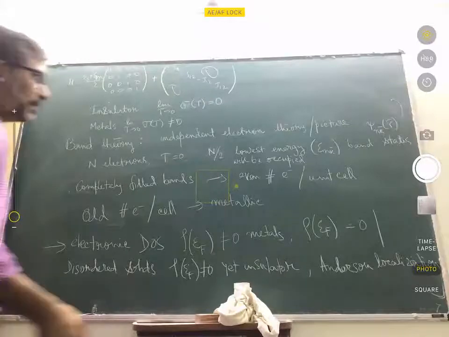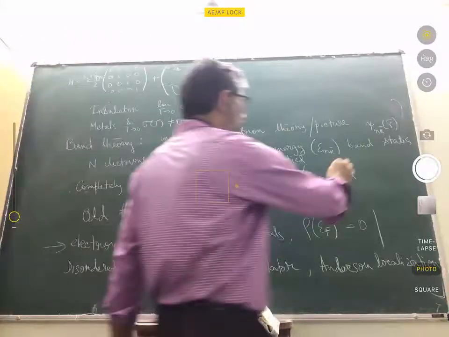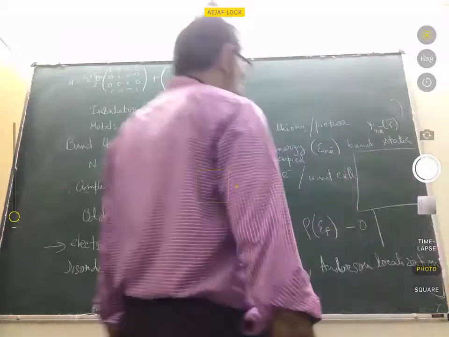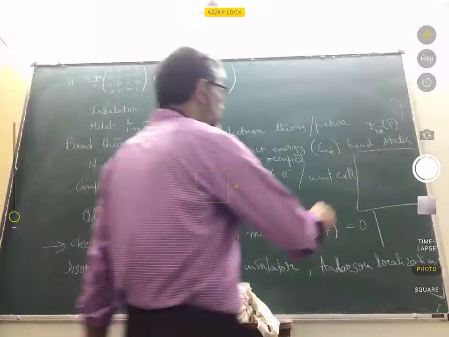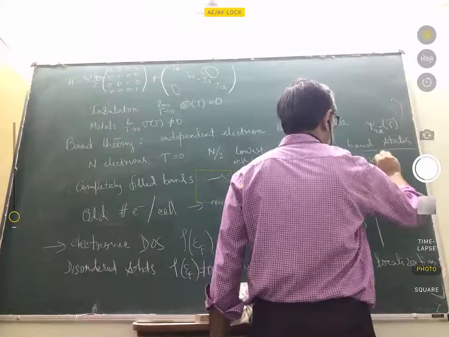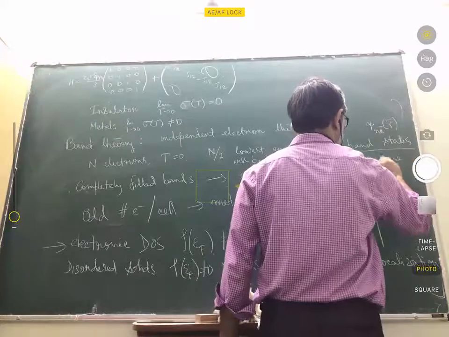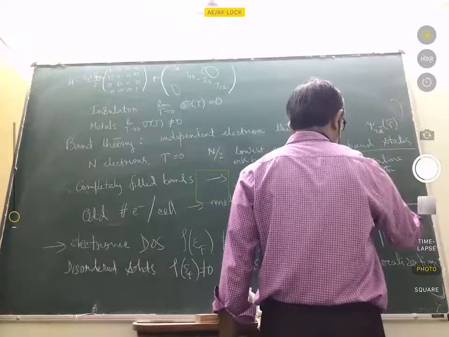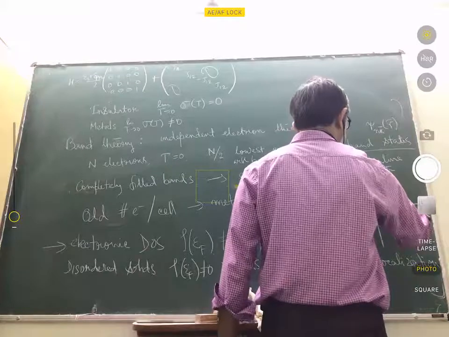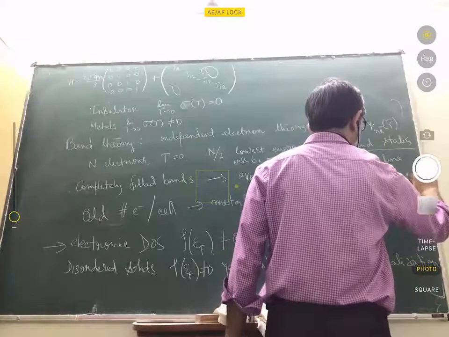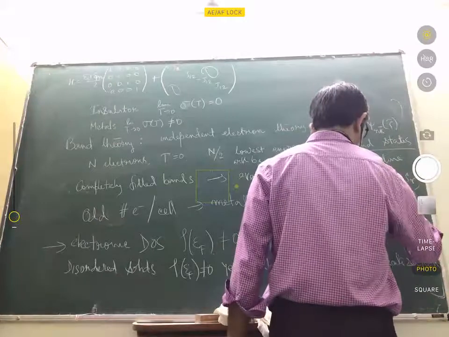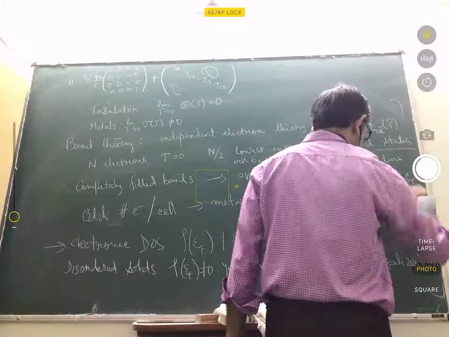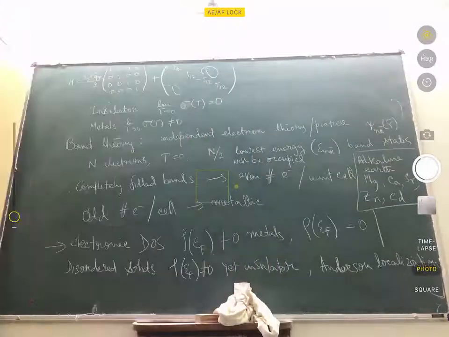Examples of that, I had mentioned this earlier, but maybe it will make more sense now, are the alkaline earth elements like magnesium, calcium, strontium, even zinc, cadmium, etc. All these have an even number of electrons in a unit cell, but they are all metals because of the particular form of the band structure, which gives you partially filled bands.